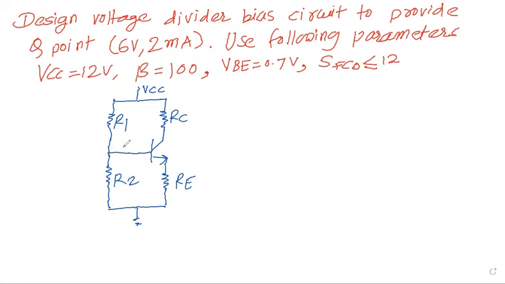Okay, so you have to find out values of R1, R2, RC, and RE to get the values of 6 volt VCE and this one. So how to start with? You have to assume something. Okay, so here is the solution.